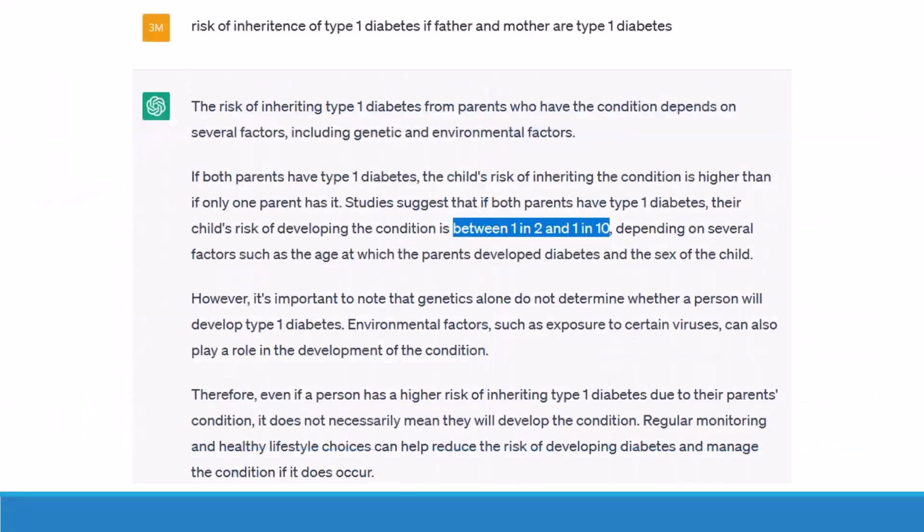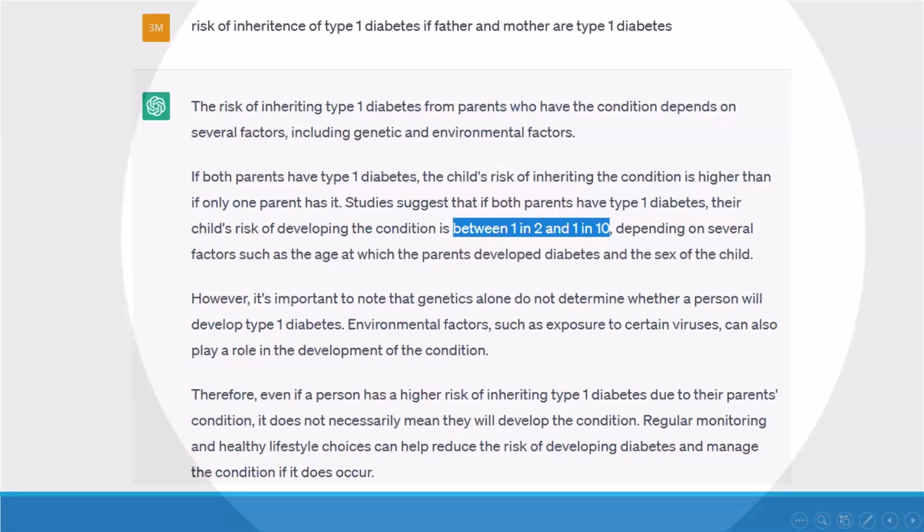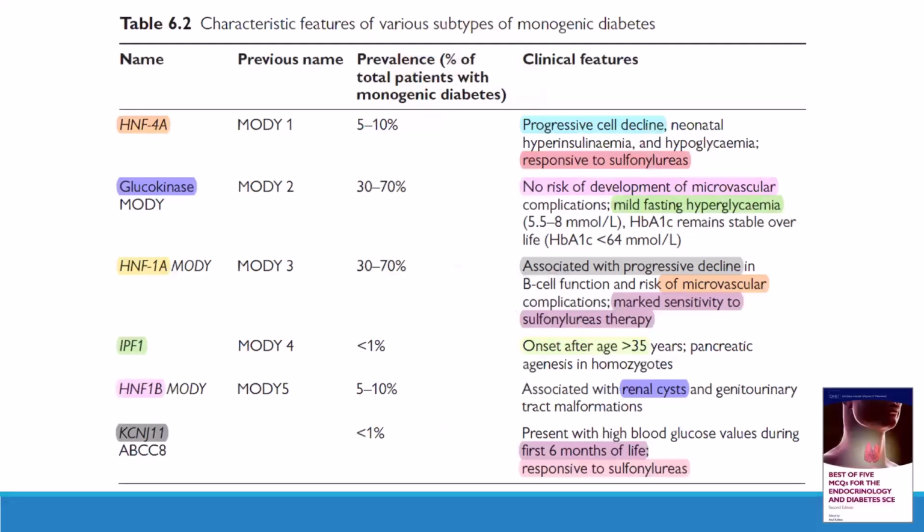And actually, I looked at ChatGPT and asked this question, the risk of inheritance of type 1 diabetes mellitus if the father and the mother are type 1, and it answered between 1 to 10, so it is 50%, and 1 to 10, so it is between 10 to 50%. So I am with 10 to 40% to remove this debatable point. If we have fasting hyperglycemia, which MODY, of course, mild fasting hyperglycemia, it is usually glucokinase, and this table summarizes this topic.